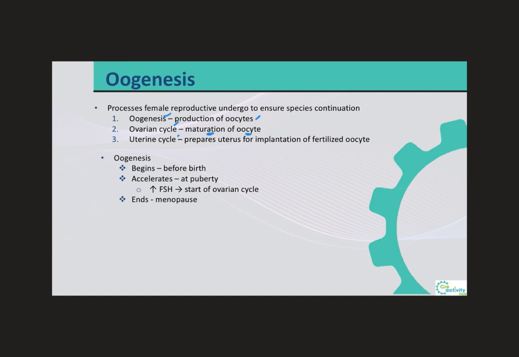And last, the uterine cycle involves a series of events that prepares the uterus for implantation of a fertilized oocyte. Now, oogenesis begins before birth, accelerates at puberty, and ends at menopause, which is the end of menstruation. We will talk more about this as we go along. At puberty, rising levels of follicle-stimulating hormone trigger the start of the ovarian cycle, which, once initiated, will occur each month until menopause.